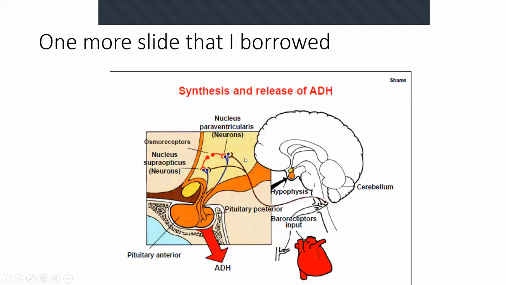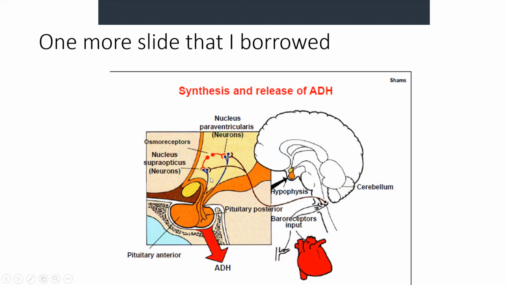Now, this again as a diagram, just to recap how we synthesize and release ADH. You have the osmoreceptors in the third ventricle over here. These will cause the hypothalamus in the supraoptic nucleus to produce ADH. So here's the neuron. It's going to move down to the posterior pituitary, and then it's going to be released into the blood. Okay. Now you also have these baroreceptors over here in the right atrium and in the carotid sinus. What these are going to do is they're going to control the production of ADH in these nuclei.